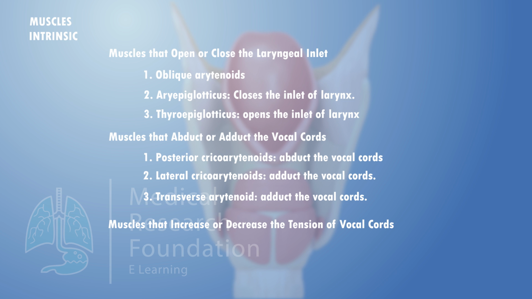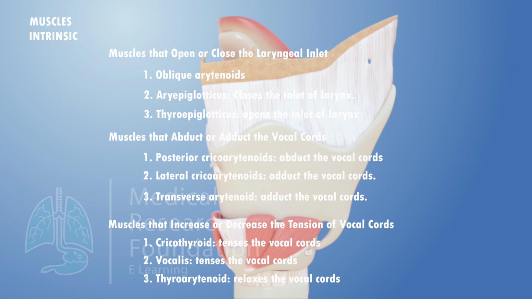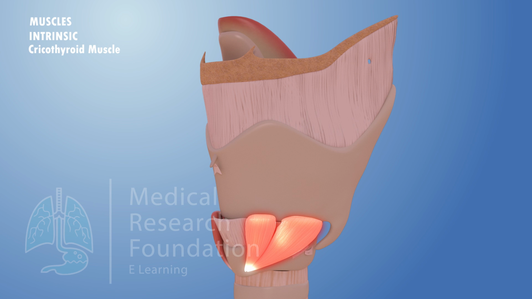Muscles that increase or decrease the tension of vocal cords. Cricothyroid tenses the vocal cords. Vocalis tenses the vocal cords. Thyroarytenoid relaxes the vocal cords. Cricothyroid muscle. It is the only muscle of the larynx which lies on the external surface of the larynx.